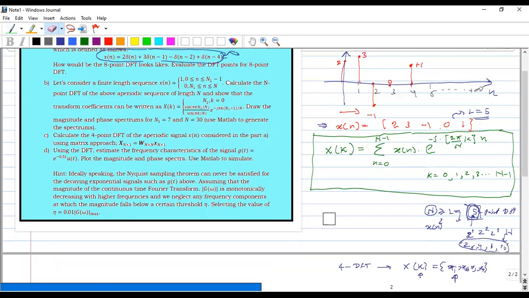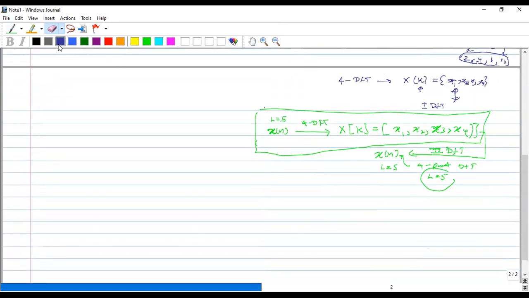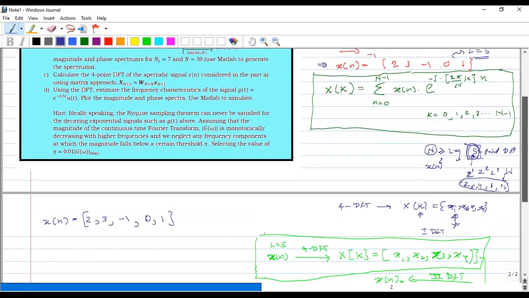So we will move on to our question. We have x[n], which is 2, 3, -1, 0, +1. So this will be our x[n], no?